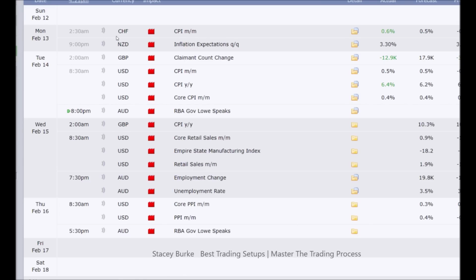So we have the whole week, Monday right through Thursday, full of major red news on different instruments. But in the U.S. session, particularly, which is where I trade, we had CPI today. Tomorrow we have core retail sales, Empire State Manufacturing, and retail sales at 8:30 again, New York time. Then on Thursday morning at 8:30 a.m., core PPI and PPI are released together. The other instruments: the Swiss franc had CPI yesterday, and on Monday, New Zealand dollar inflation expectations.